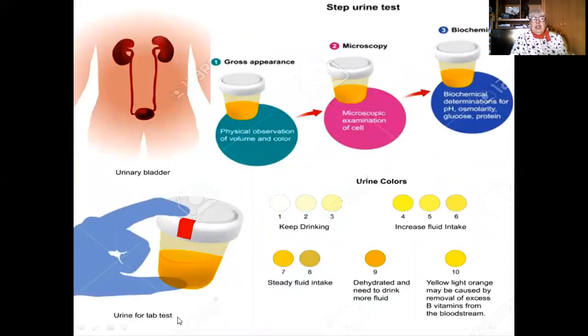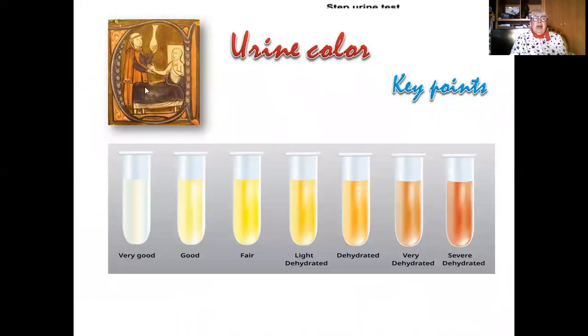So for the first lab tests of the urine, we will start with gross appearance and physical observation of the volume and color, and then turn to the microscopic examination of cells, and then biochemistry for pH, glucose, proteins. And we will stop, as Asian physicians do from uroscopy, and analyze urine colors, for example. And as you see here, they change according to the specific gravity and water intake.